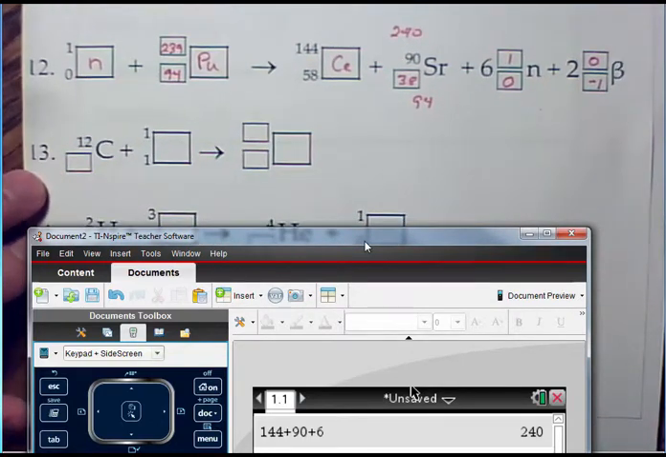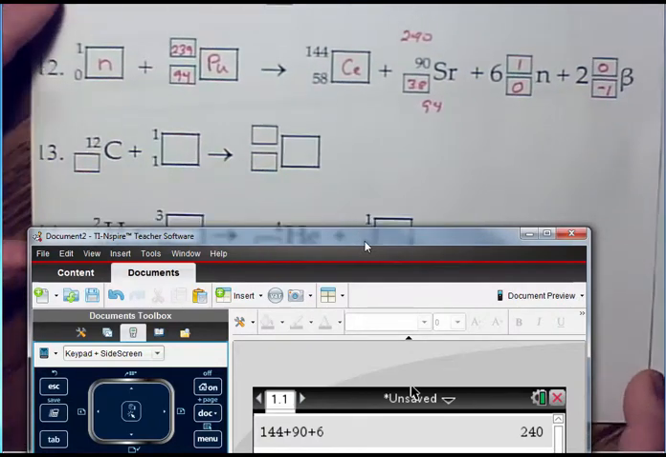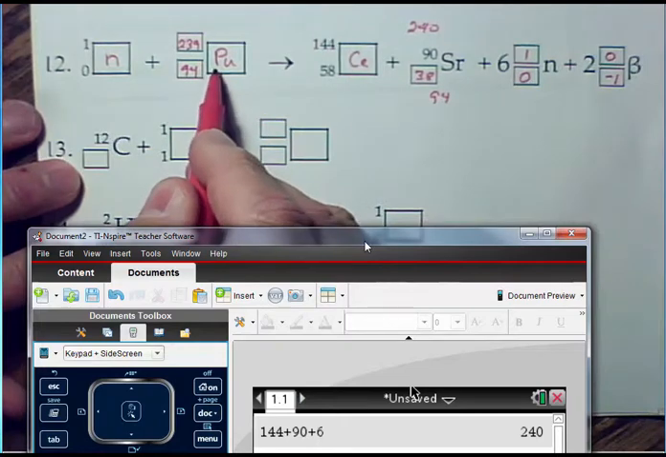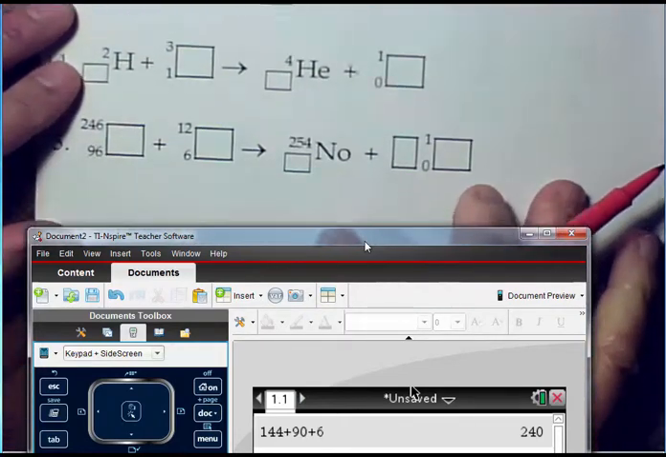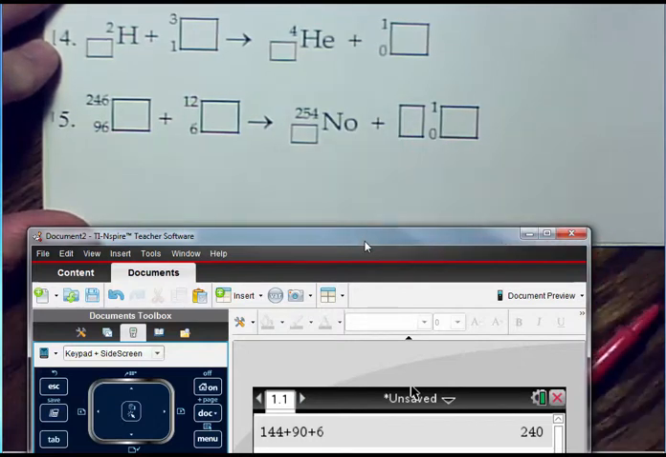Y'all know why I call it the stinky element? No, does it smell bad? No, it doesn't smell bad. Pu. Okay. Let's go down here and do number 15. Wait, what happened?